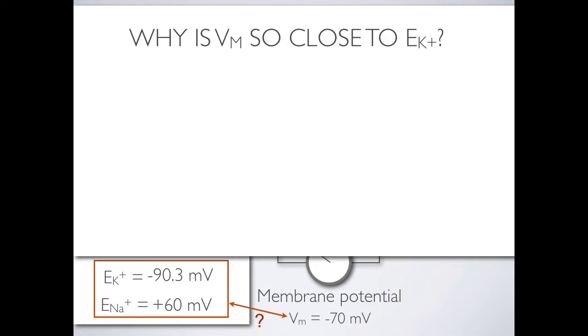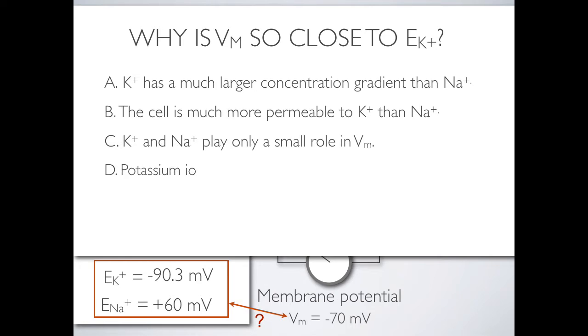So this is from last time, and the question is, why is the membrane potential so close to the equilibrium potential for potassium? And the possible answers are A, potassium has a much larger concentration gradient across that membrane than sodium. B, the cell is much more permeable to potassium than to sodium. C, potassium and sodium play only a small role in the membrane potential. D, potassium ions have greater charge than sodium ions. And E is all of the above. Let me start the software.